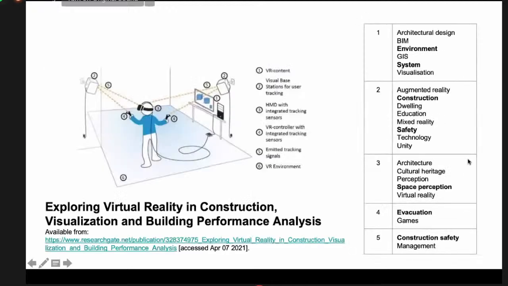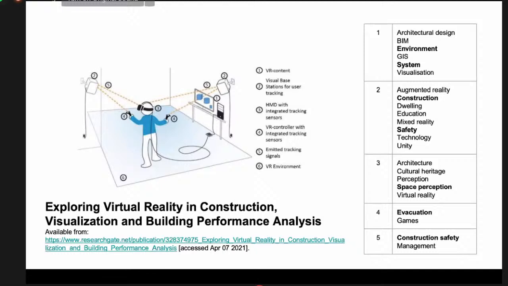Using virtual reality, I think it's more common currently. There is some cheap equipment for us to experience virtual reality. So using this, we can also do building performance evaluation, like showing the environment, the system of our building, the construction process. We can do that with VR, and building safety.